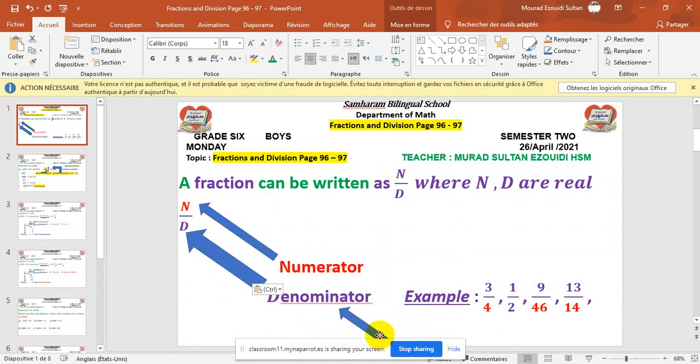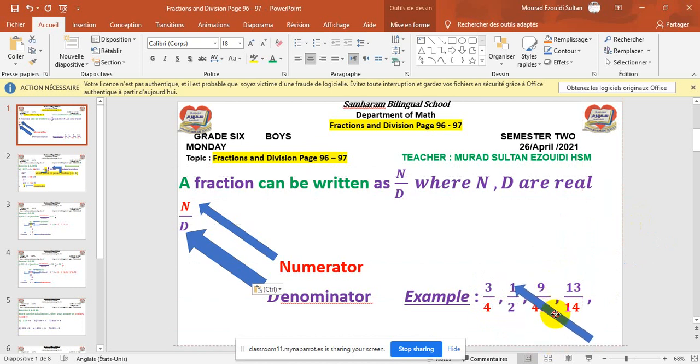So a fraction in fact consists of two things. What is written on the top is called numerator, and what is written below is called denominator. Now we will give you some examples. For example, 3 is the value of the numerator, 4 is the value of the denominator, so 3 over 4 is a fraction. Then 1 over 2 or 1 divided by 2 also is a fraction.